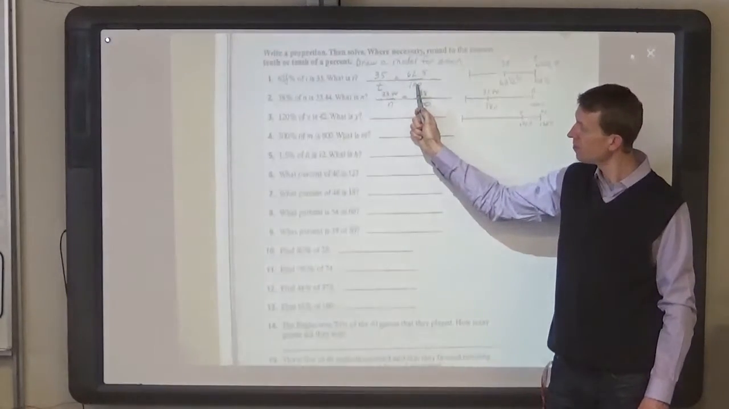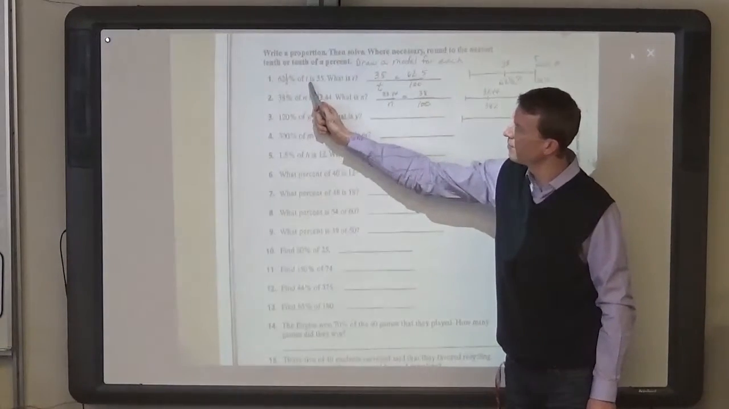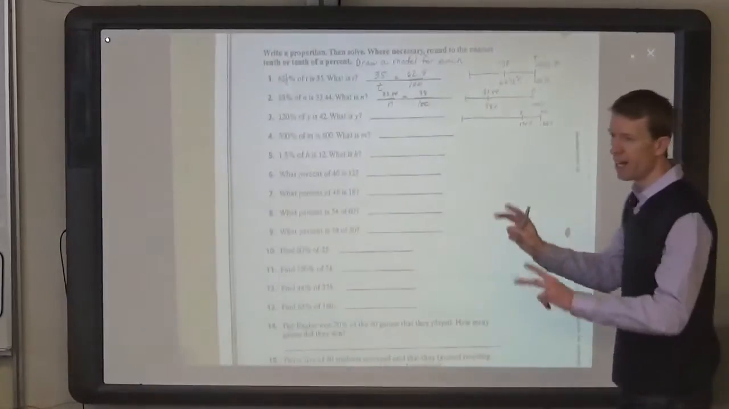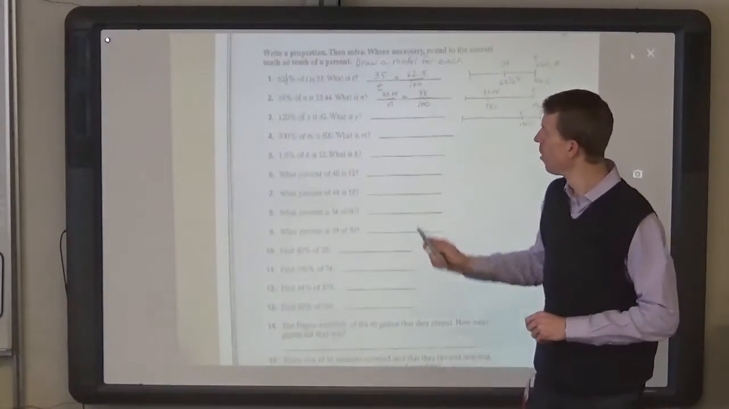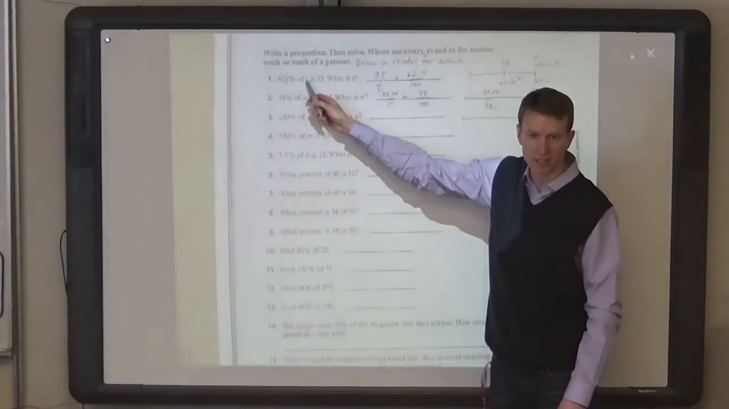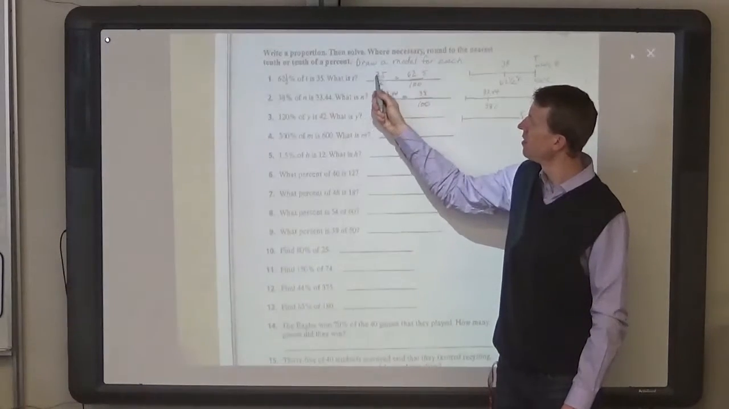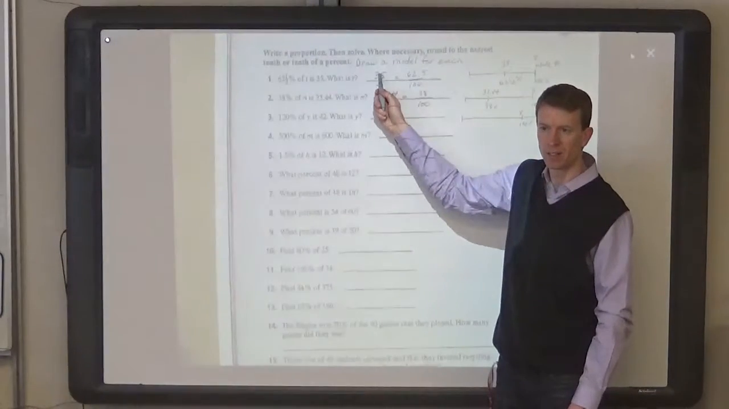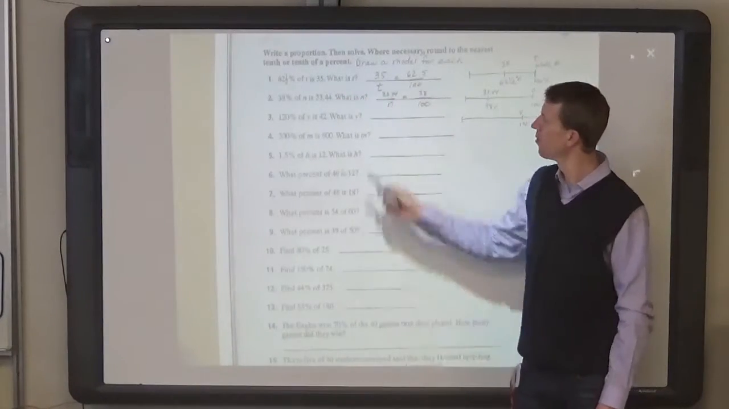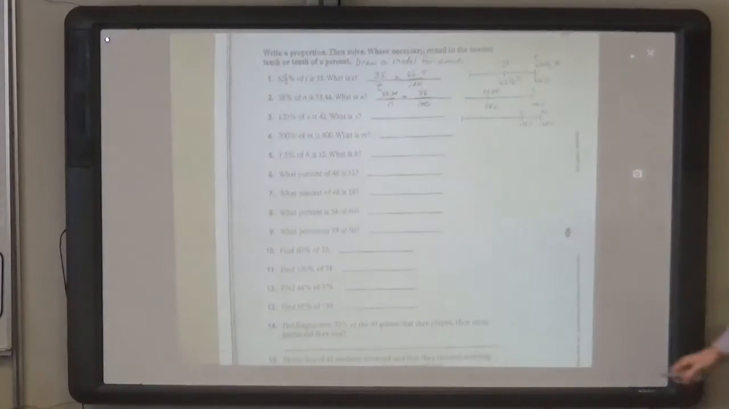Okay? So then it says 62.5% of t. Now remember in your notes, I said when you see that word of, most of the time that tells you what the whole number is. 62.5% of t is 35. So 35 is the part of t. So 35 goes on the part line of the proportion. It goes above the whole.